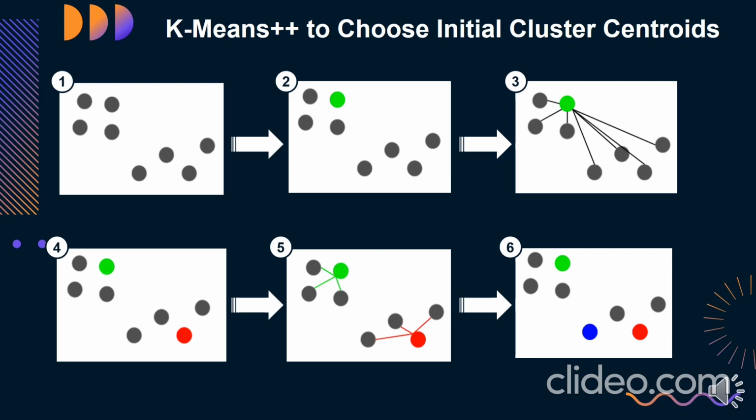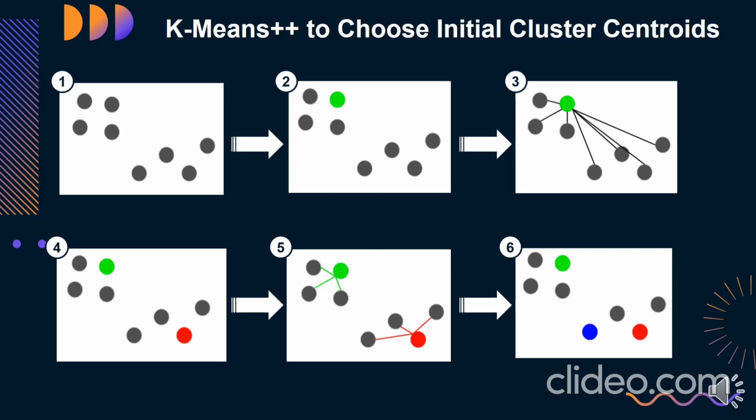The first step is to randomly pick a data point as a cluster centroid, as depicted by the green point in the second image. Now we will calculate the distance of each data point from this centroid. The next centroid will be the one whose squared distance is the farthest from the current centroid. In this case, the red point will be selected as the next centroid.